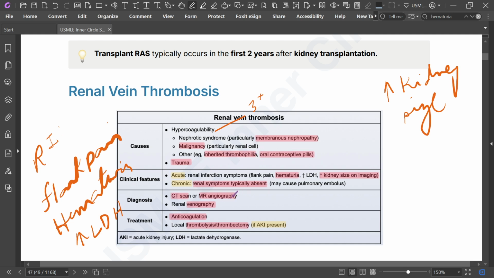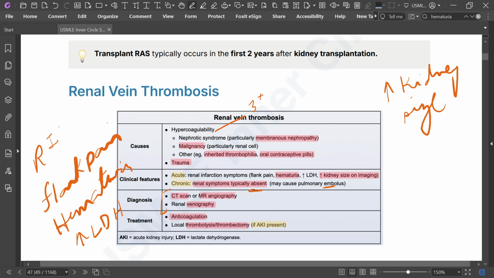In chronic cases, renal symptoms are usually absent, and there may be pulmonary embolus. Diagnosis is by CT scan, CT or MR angiography, and renal venography can be done. As treatment, we can use anticoagulation, local thrombolysis, or thrombectomy if AKI is present.